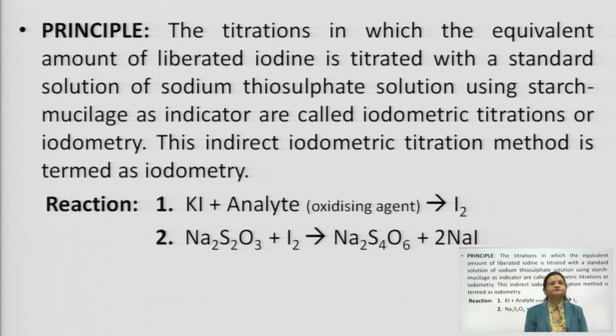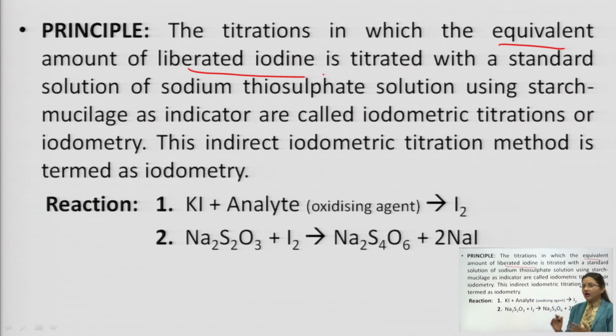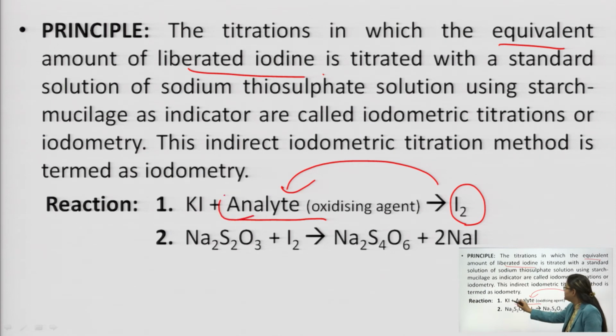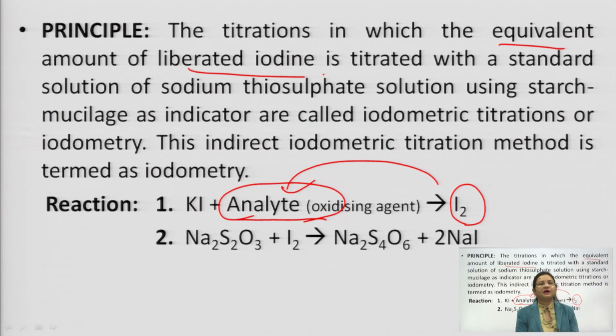In this titration, the equivalent amount of liberated iodine, as I have told you. What do you understand by this statement? Equivalent amount of liberated iodine. This statement shows that the amount of iodine liberated in the reaction is just equivalent to the amount of analyte present in your sample. That's why we use this term again and again, and this is very important whenever you write your exam or study it. Always use this particular term, equivalent amount of liberated iodine.